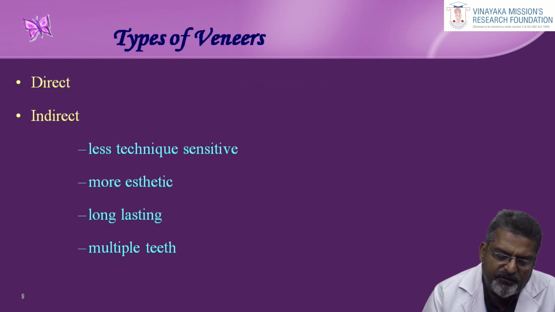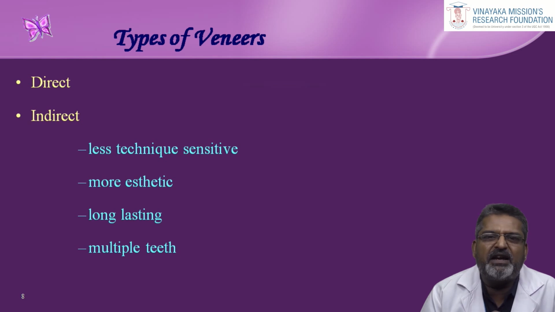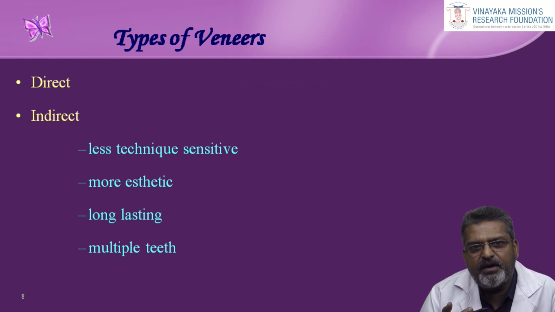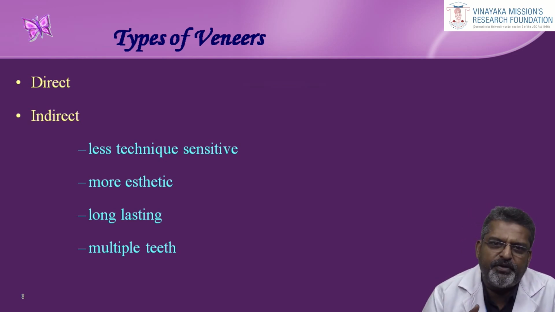What are they? The first one is that it's less technique sensitive. So the mistakes you make can be manipulated or corrected in an indirect veneer, because in direct veneering you are doing it right in the patient's mouth. So it's very difficult to correct it once the process is going on. So that is the first advantage.